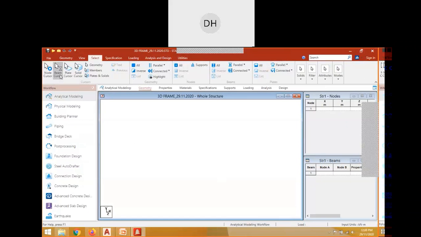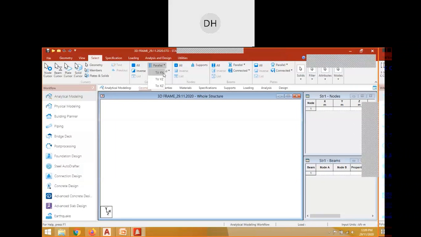Each cursor will select that particular entity only, right? So if you select say beam and then you draw a window, the beam is getting selected only. Okay, so these are the select options. Again, there are certain shortcuts for selection.